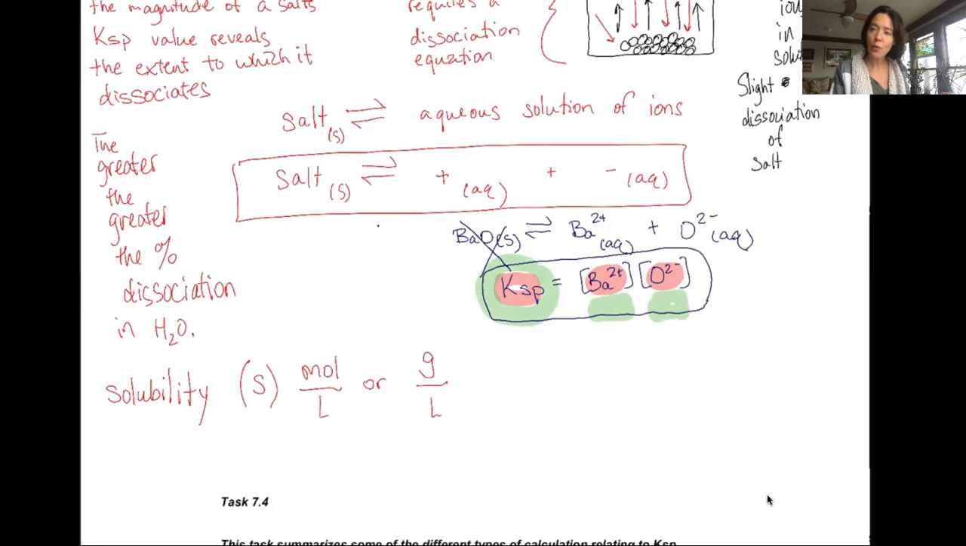I can also predict if I will have a precipitate, right? This solid is my precipitate, right? When ions come together to form a solid, I have a precipitate. So if Q is greater than KSP, then the reaction shifts towards the left. It shifts towards the solid.